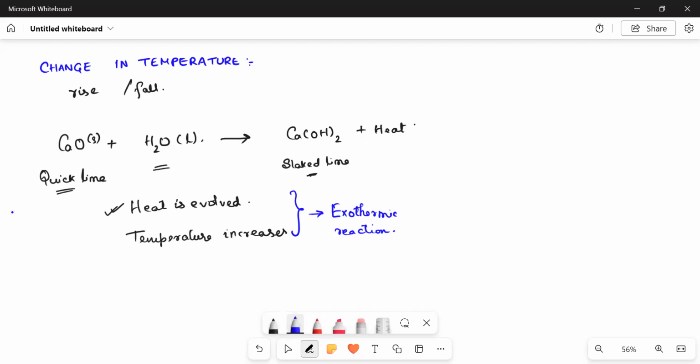Let's move to the next one. Under this, I've explained to you about the rise in temperature. Let's understand the fall in temperature. मैंने क्या करा? What have I done? I've taken this calcium carbonate, right? इसका और एक नाम होता है limestone.